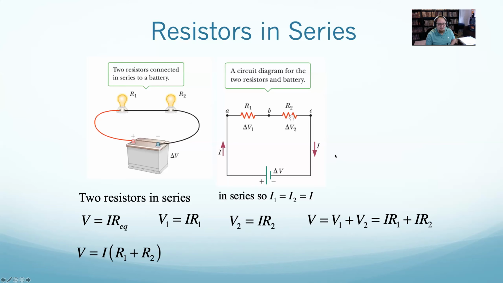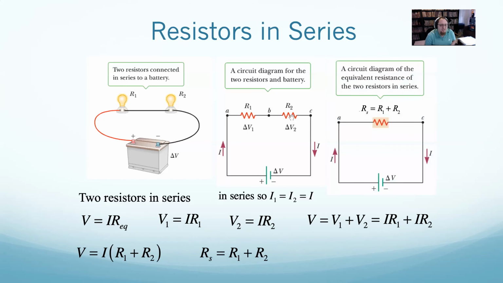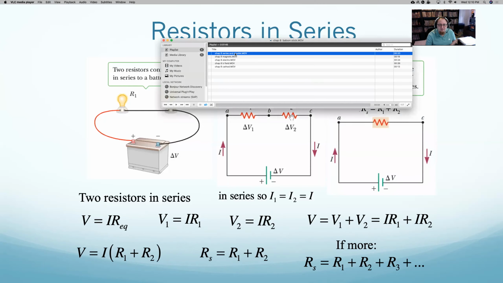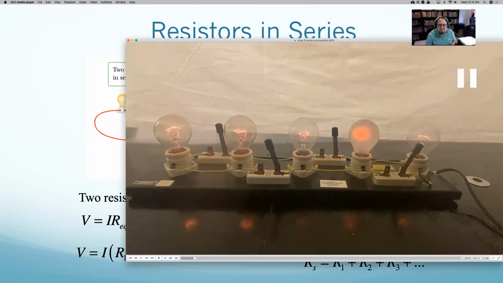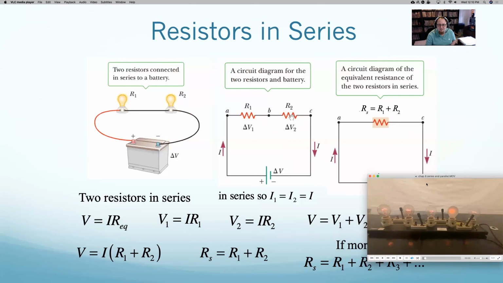I can do something interesting here and pull this out separately. What I get is that anytime you have resistors in series, it will be the same as if you just had one resistor, with an equivalent resistance that is the sum of the resistors. And so if I hook a bunch of resistors up in series, this is a bunch of resistors in series.